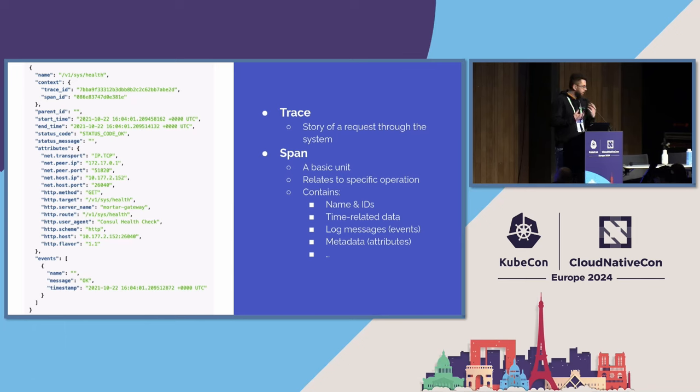If we imagine a span in a JSON representation, like we have here on the left-hand side, this is an example of a span that I took from the OpenTelemetry documentation. We see that it's defined by certain parameters, certain information that it contains, such as the name of the span, the context of the span that we'll talk about in a little bit, some time-related information, and certain attributes, events, and so on.